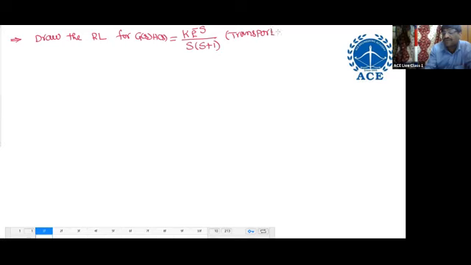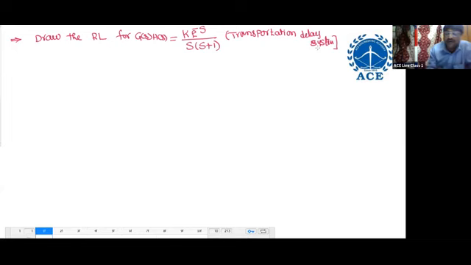Transportation delay. Already I told in the starting classes what a transportation delay system is. Delay is there, that's all. Delay system means sometimes there will be a delay in the system, like the g of t minus tau function. It will come in signals and systems analysis.